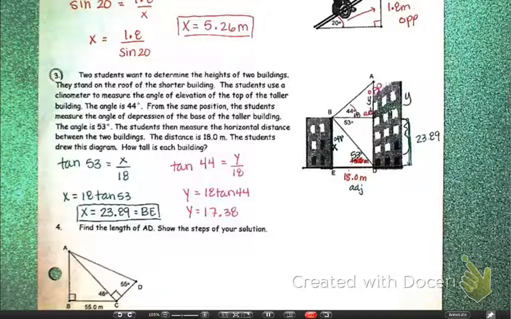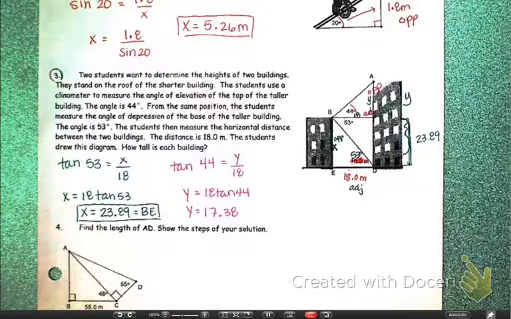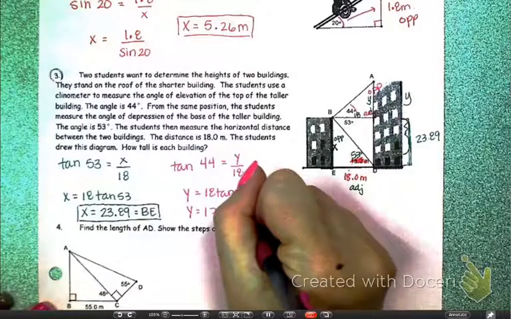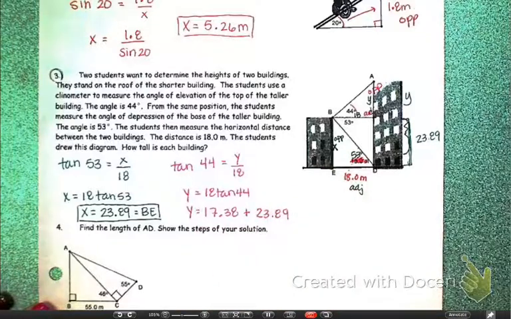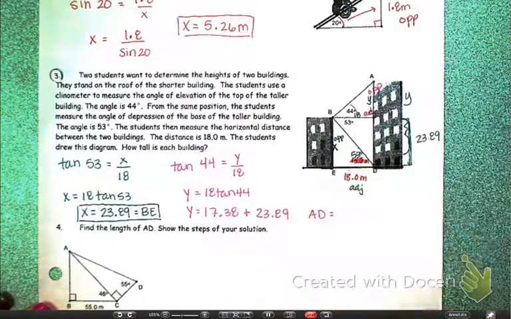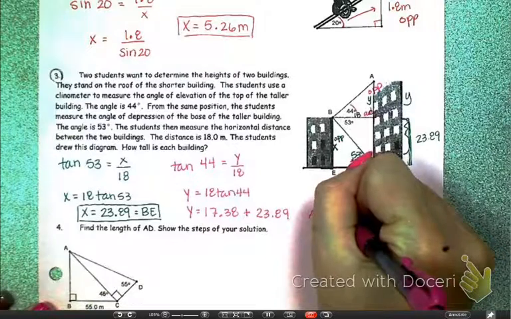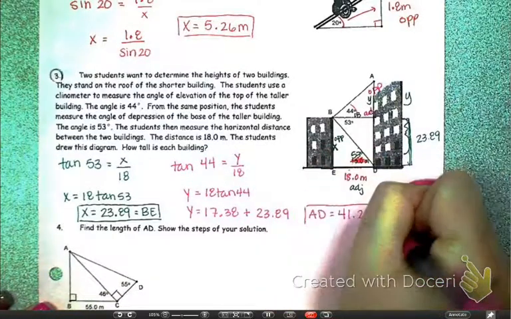No. And hopefully you realize that right now the short building is taller than the tall building. So what do I need to do? Add the two together. So I need to take 23.89 and add it to 17.38, which means the height of the tall building is what? 41.27.